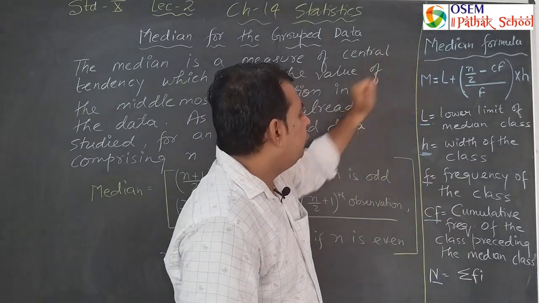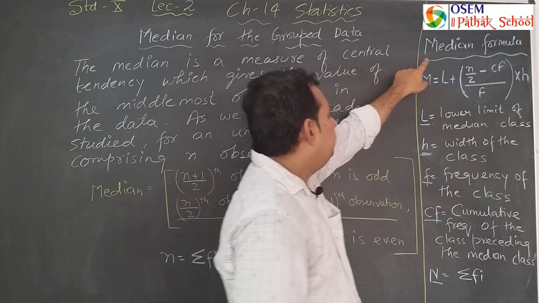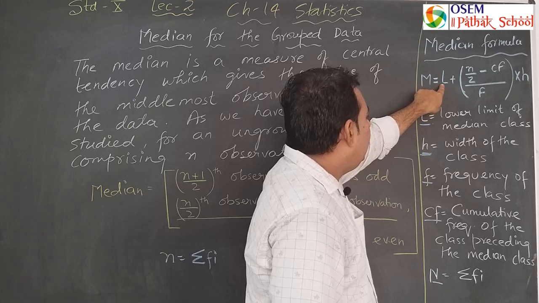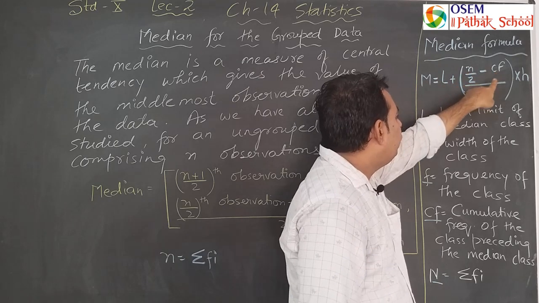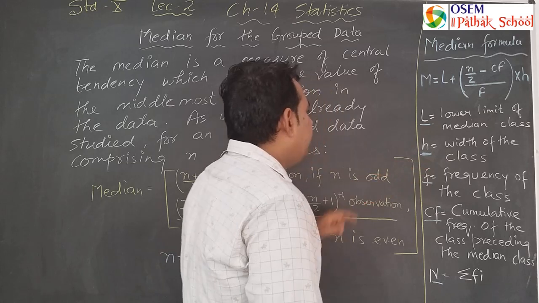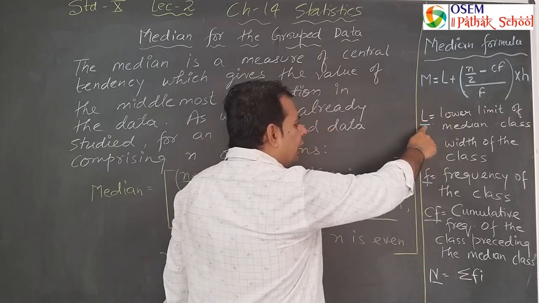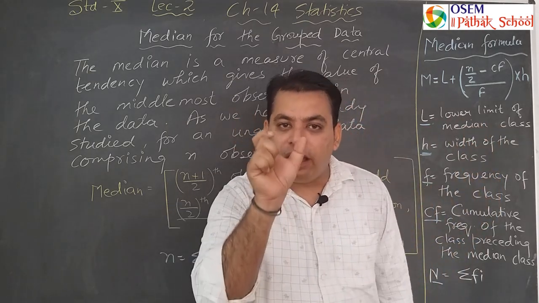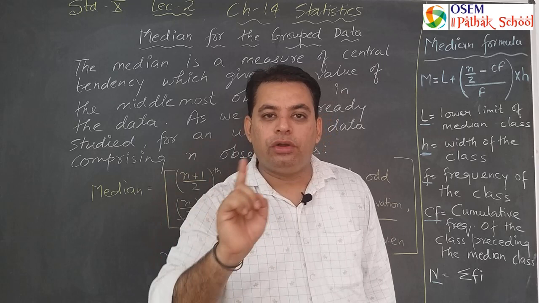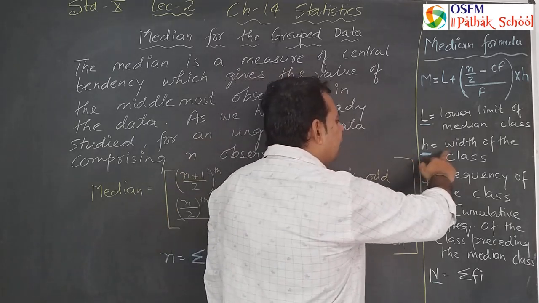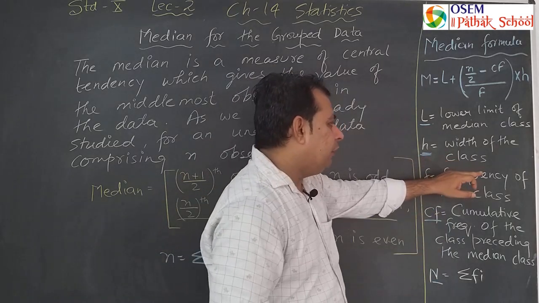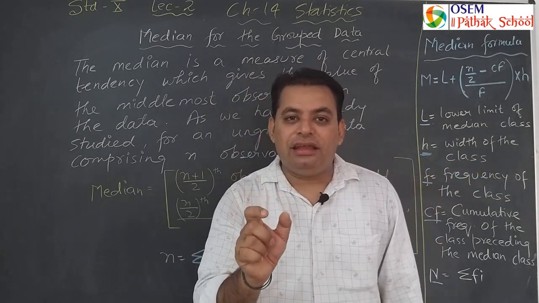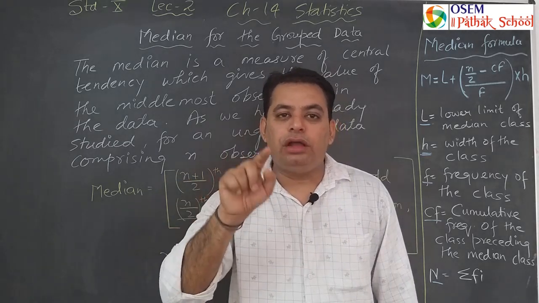Now we are using the median formula. You can see the median formula: M, that is capital M, the median, equals L plus n by 2 minus Cf upon f into h. I have written it over here. L will be the lower limit of the median class, the lower limit of the class where the median lies. Then h is the gap of the class, the class size. And f will be the frequency of the median class, the frequency in the table of the class where the median lies.